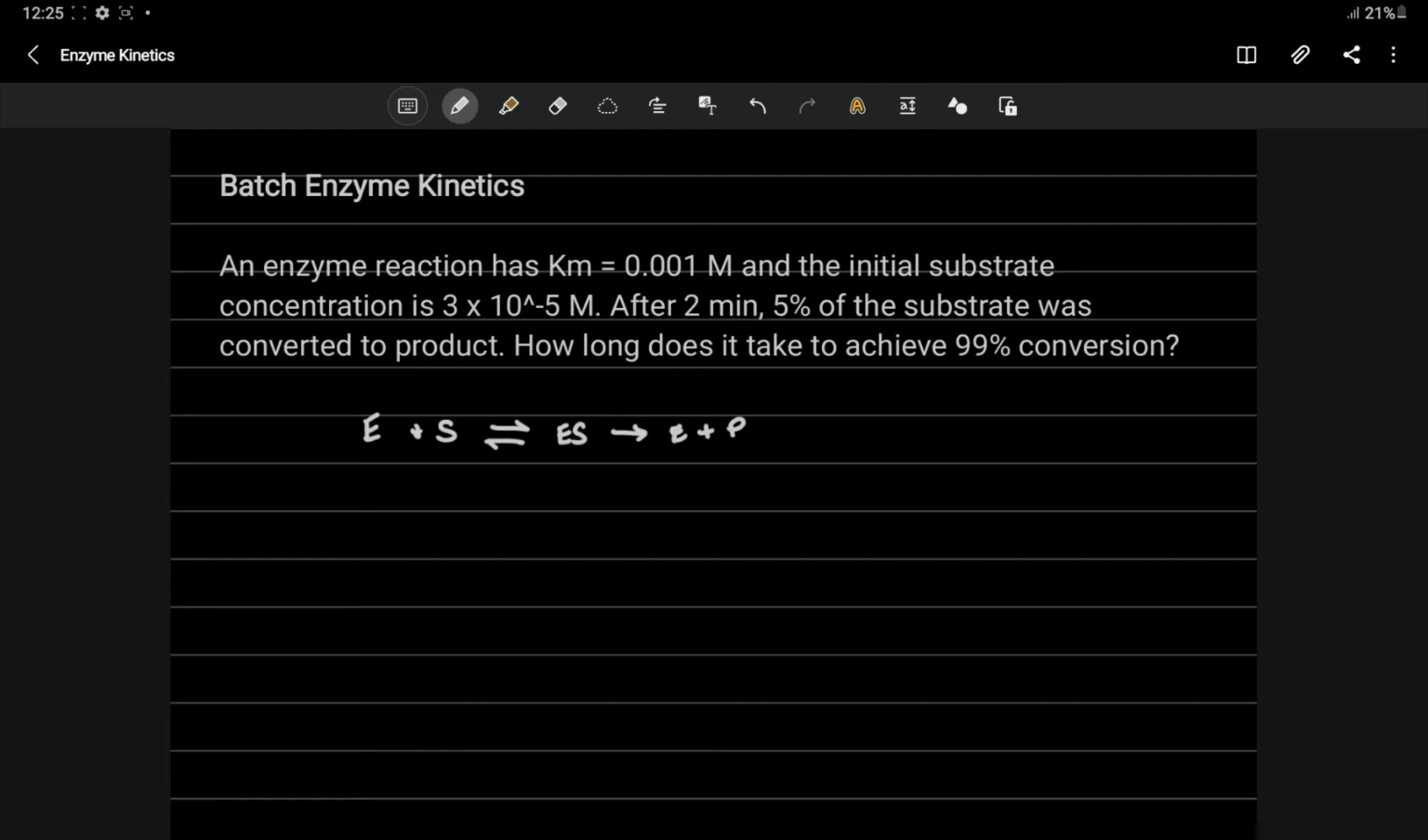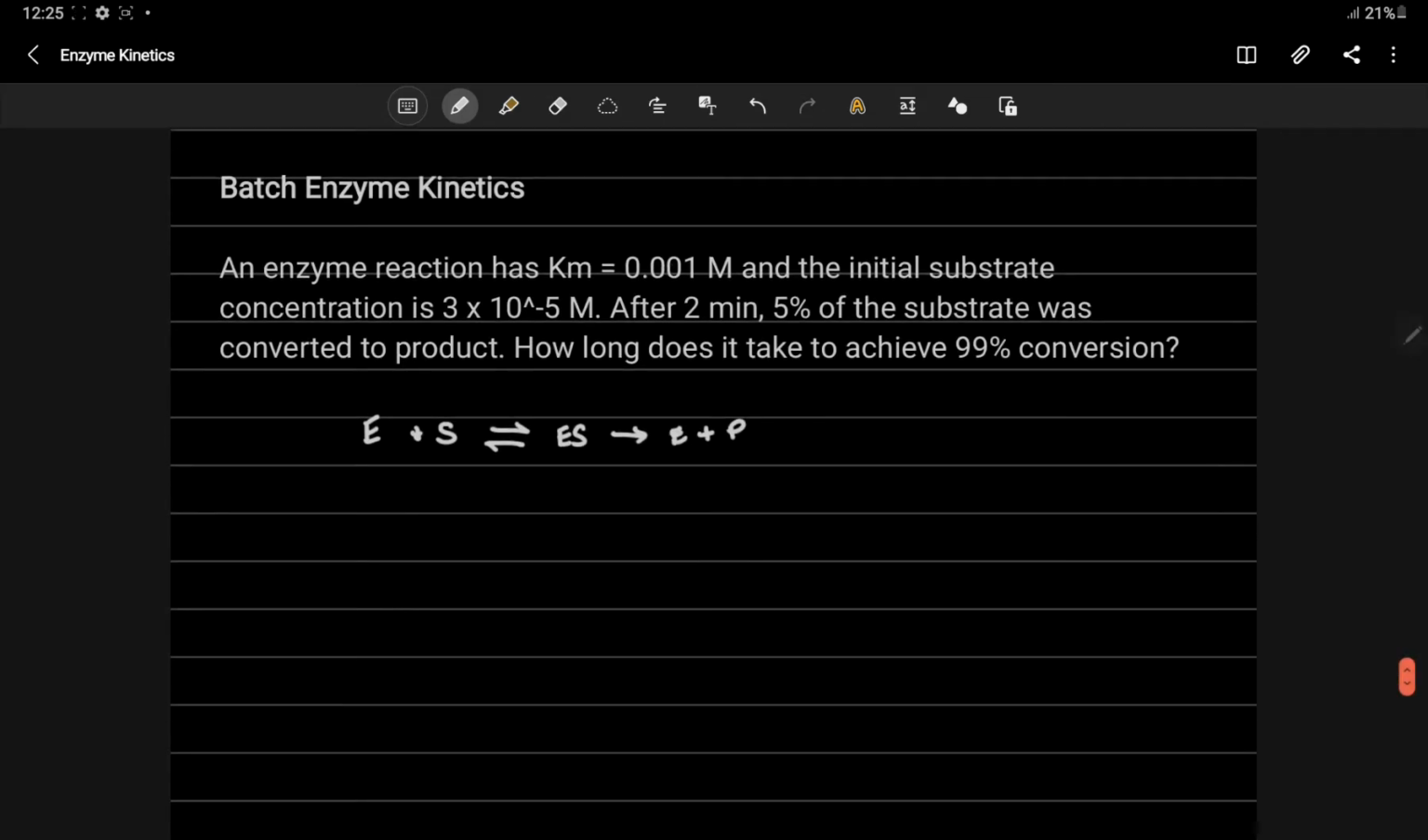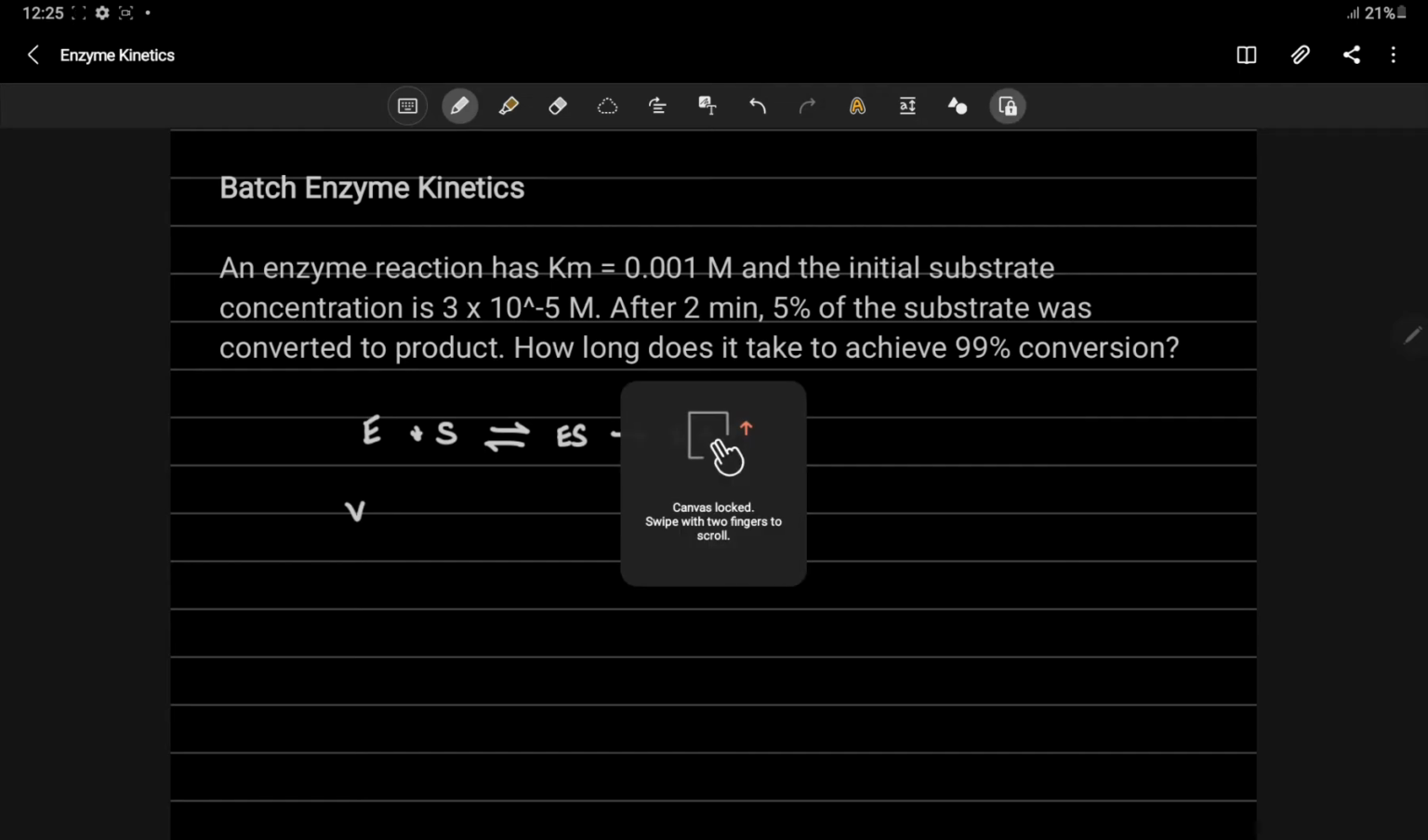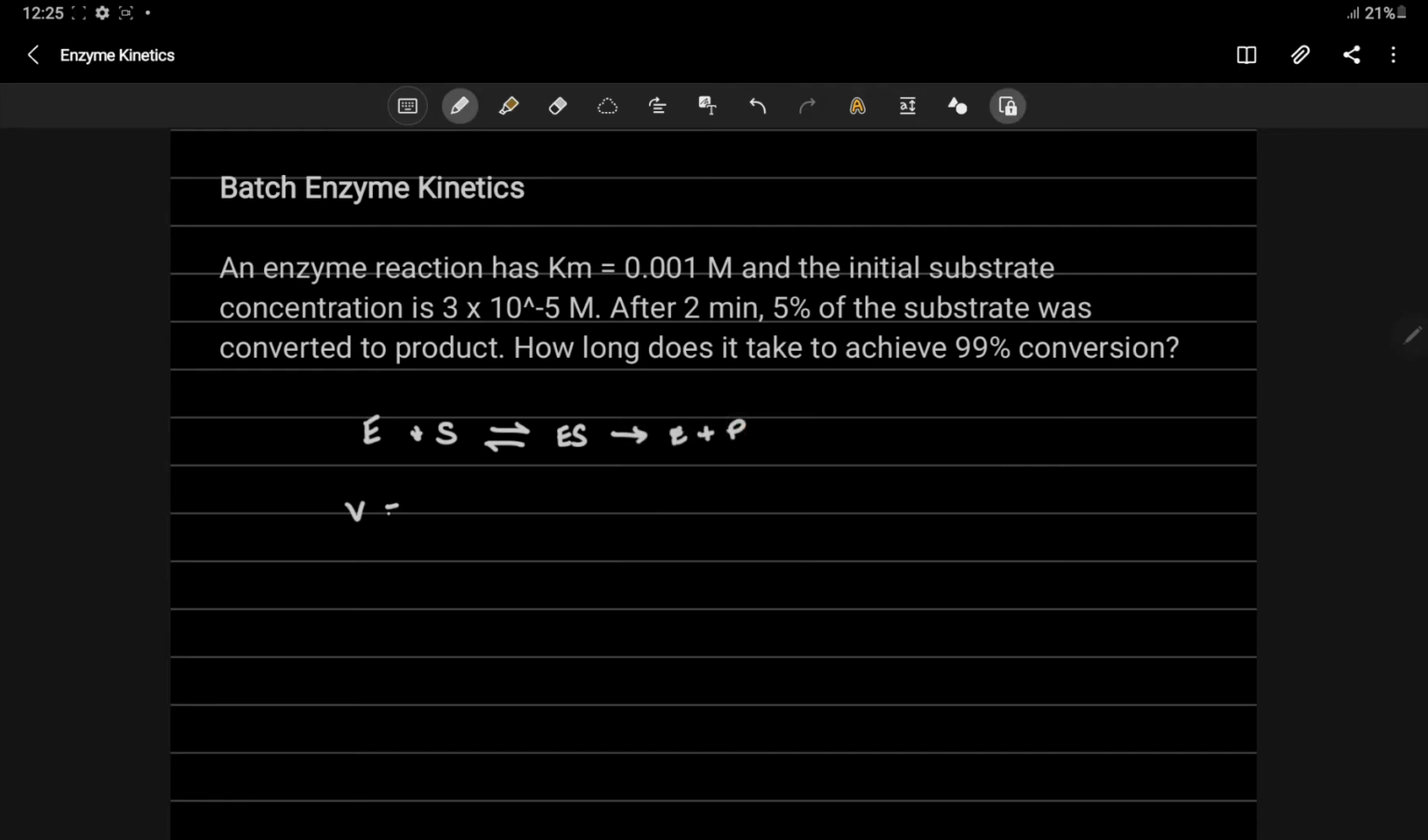Now, alam din natin na in order for us to calculate the rate of reaction, so we know na it's equivalent to this form. So you have your rate of reaction equals, diba, product formation, so the rate of the change in product concentration with respect to time. So, ganyan siya.